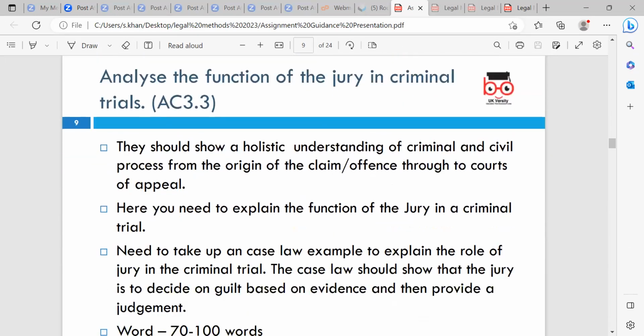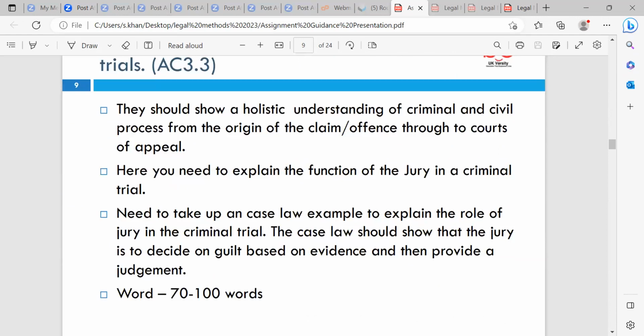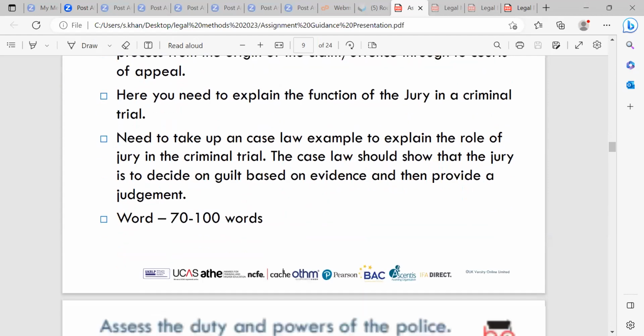Then analyze the function of the jury in criminal trials, AC 3.3. You should show a holistic understanding of criminal and civil process from the origin of the claim, offence, through to courts of appeal. Here you need to explain the function of the jury in a criminal trial. You need to take a case law example to explain the role of the jury in a criminal trial. The case law should show that the jury is to decide on guilt based on evidence and then provide a judgment. And the words is 70 to 100 words.